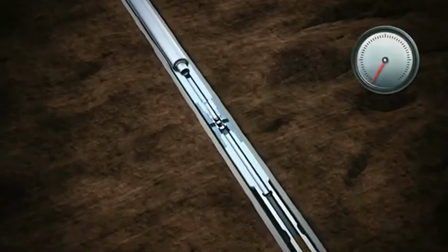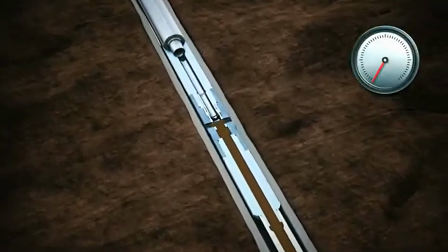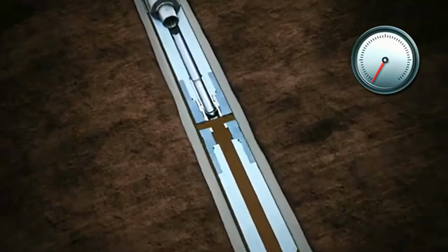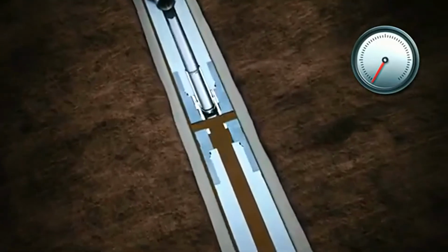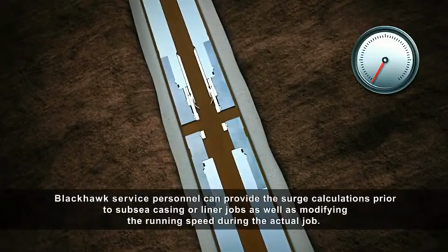This forces the drilling fluid up through the autofill float equipment and liner, as well as the liner running tool. It continues until the fluid exits the Blackhawk diverter sub and up to the surface. This flow path will reduce the surge pressure by 70% in most cases. Blackhawk service personnel can provide the surge calculations prior to subsea casing or liner jobs, as well as modifying the running speed during the actual job.